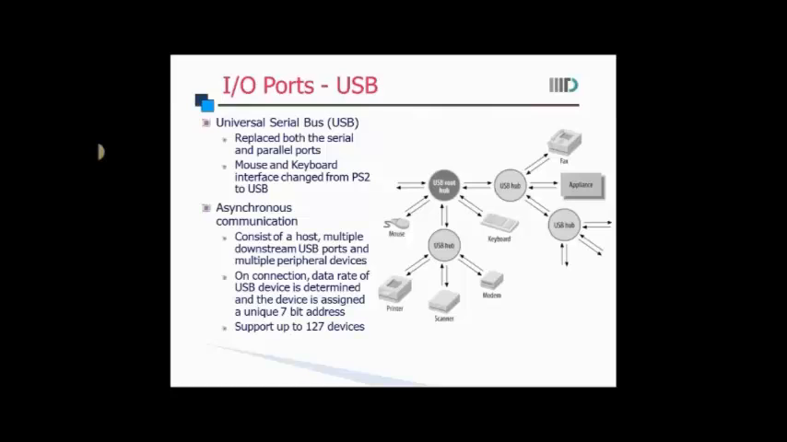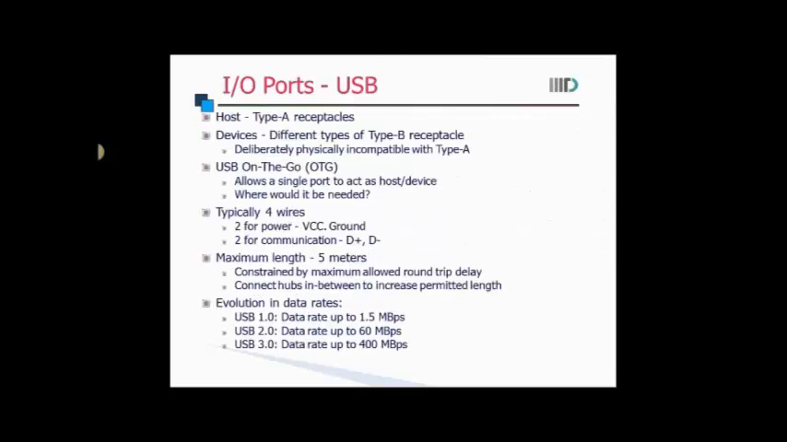It uses asynchronous communication and consists of a host device and multiple peripheral devices. Host is a type A receptacle and other peripheral devices are different types of type B receptacle. USB On-The-Go, or USB OTG, commonly found in mobile phones, can act both as a host and as a peripheral device.